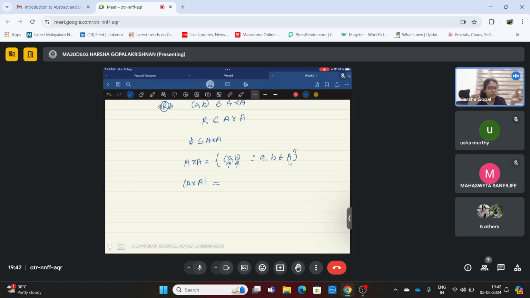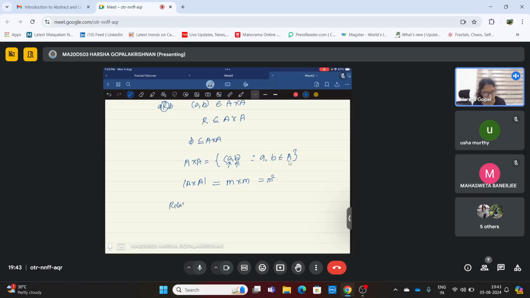With A1 we can take A1A1, A1A2, A1A3, A1A4, like that. In the same way A2A1, A2A2, A2A3, like that. So here m possibilities, here m possibilities. Total m into m possibilities are there for A cross A. So the cardinality of A cross A is m square. Correct. Now what is a relation?